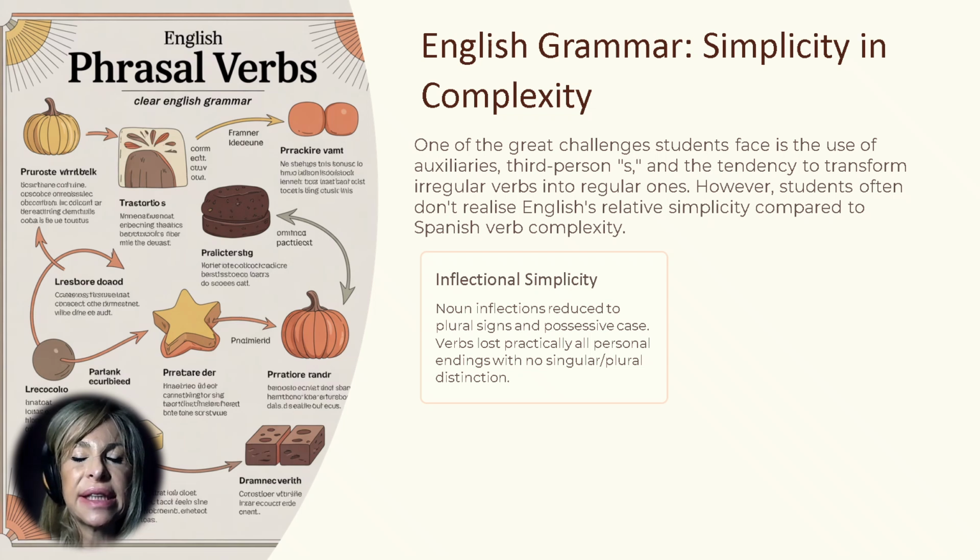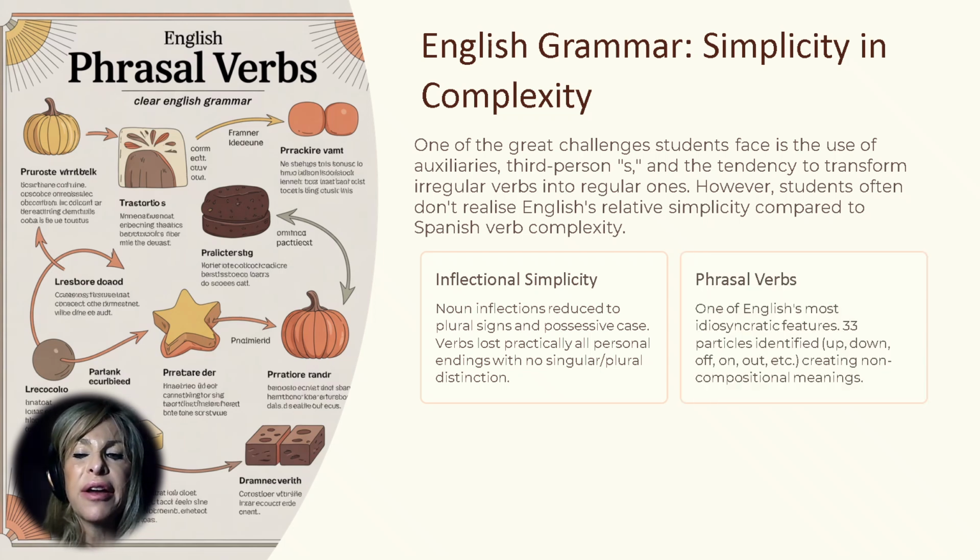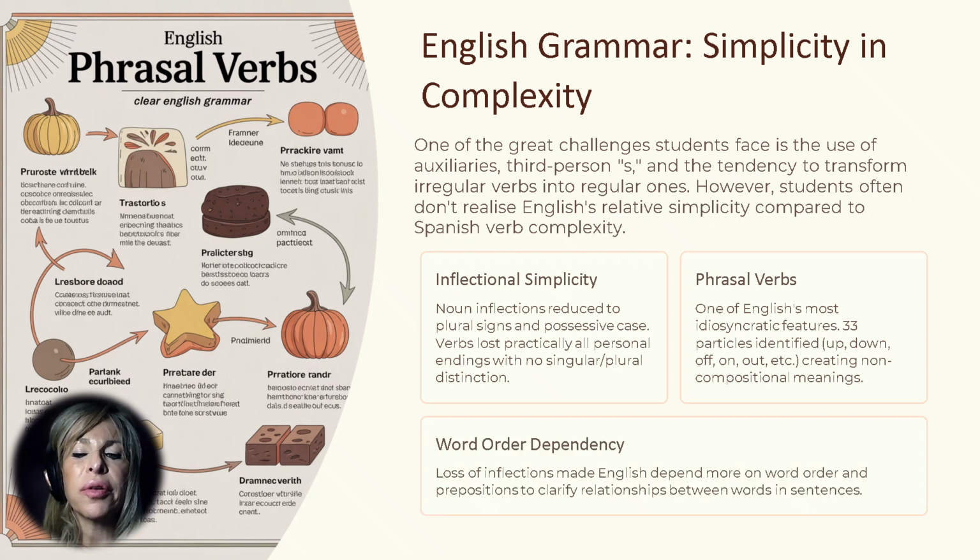Inflectional simplicity. Noun inflections reduce to plural signs and possessive case. Verbs lost practically all personal endings with no singular or plural distinction. Phrasal verbs, one of English's most idiosyncratic features, have 33 particles identified, such as up, down, off, on, out, and so on, creating non-compositional meanings. Word order dependency. Loss of inflections makes English depend more on word order and prepositions to clarify relationships between words and sentences.